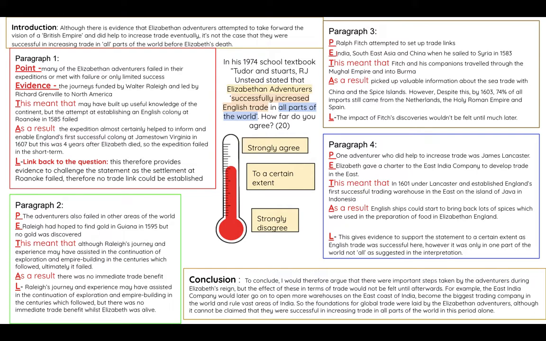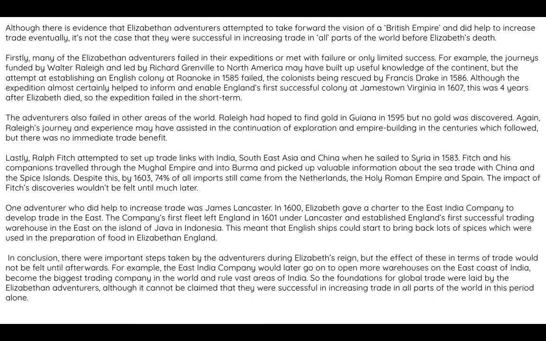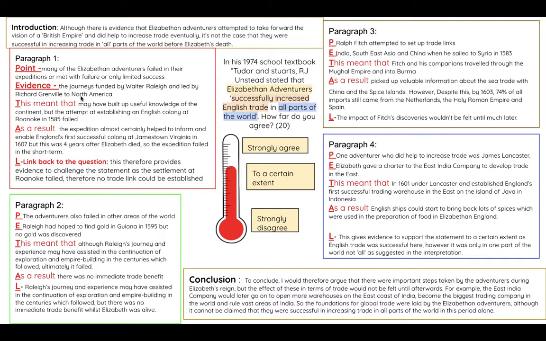Okay, this idea that in the short term, a lot of exploration could be classed as a failure in terms of trade, but in the long term, the roots were there to develop the British Empire and to develop a huge trade network across most of the world. So by paragraph 1 then, and I've used the acronym PETAL.